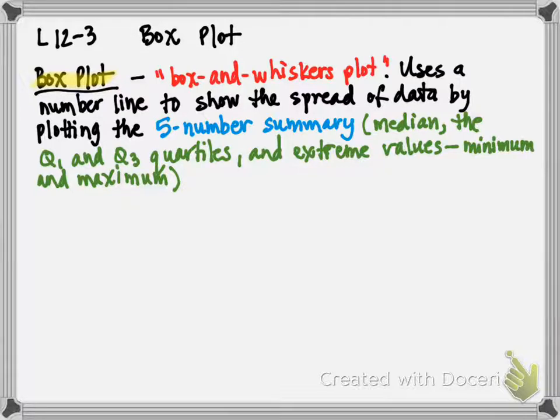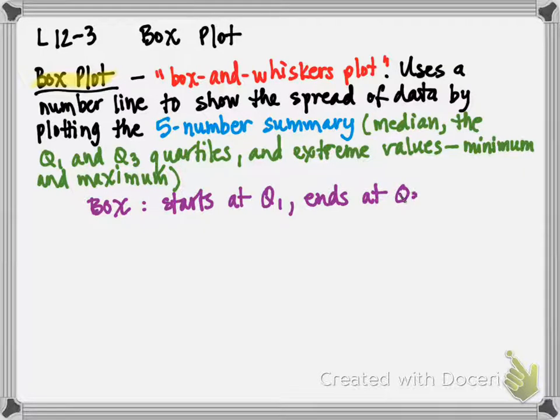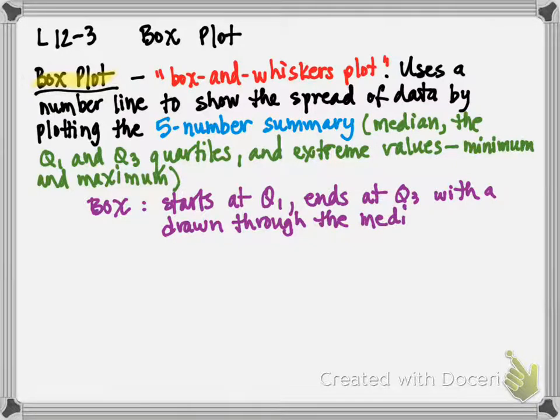So the box part is all 3 of the medians. It starts at quartile 1, ends at quartile 3, and with a line drawn through the median. So the box does have a line always indicating where the median is.